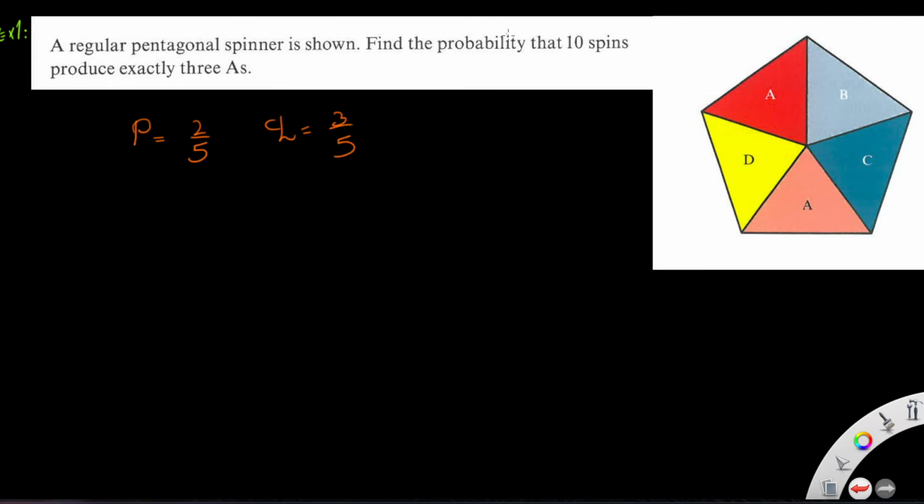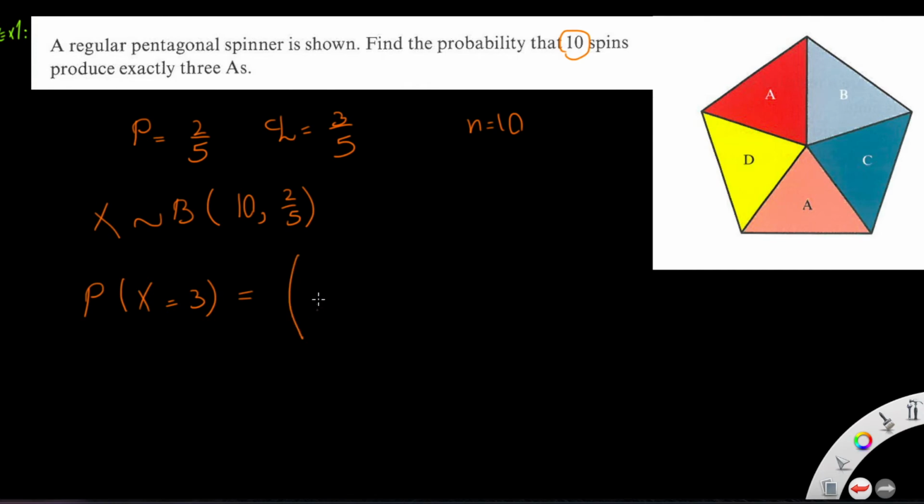Now, it says 10 spins, so n is 10. So X, which is for example the number of A's, has binomial distribution with parameters 10 and 2 over 5. You are supposed to get 3 successes out of these n trials. So the probability of X equal to 3 is equal to combination of the total number of trials, which is 10, out of which 3 are to be successes.